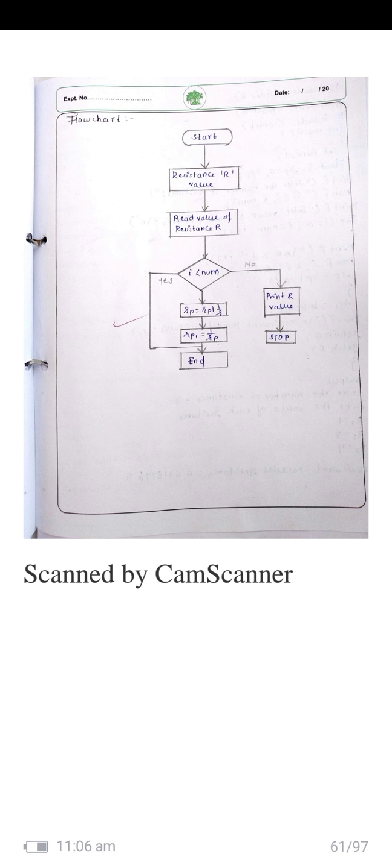Then the flowchart. The flowchart begins with start. This box indicates the start and stop.